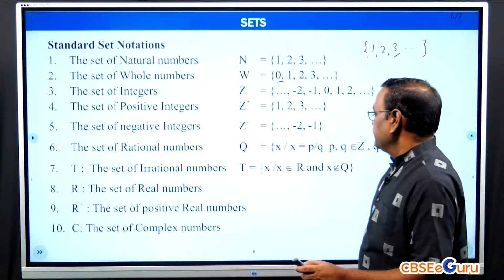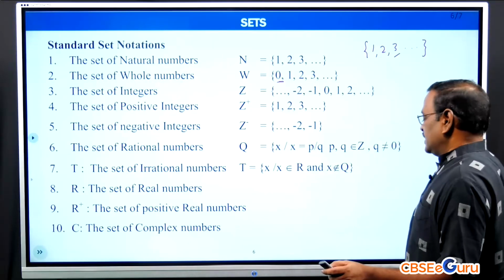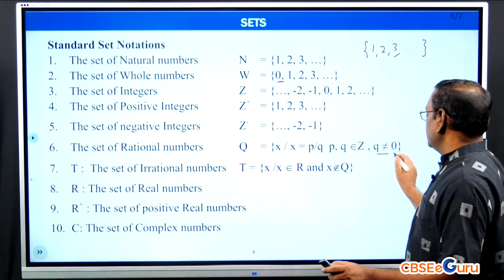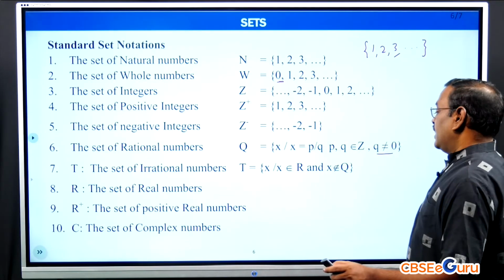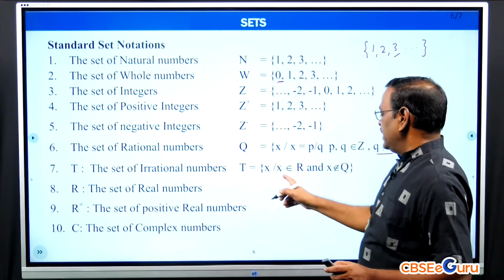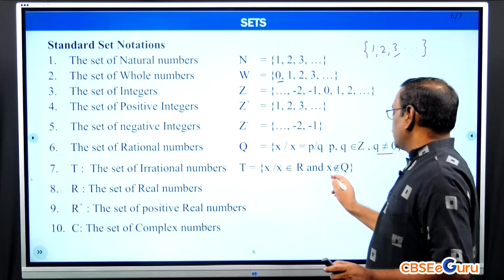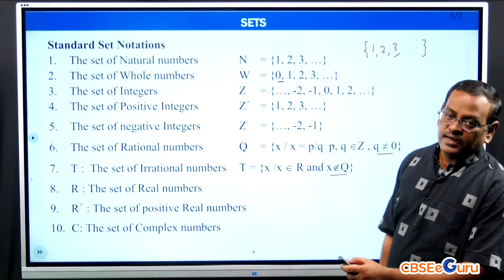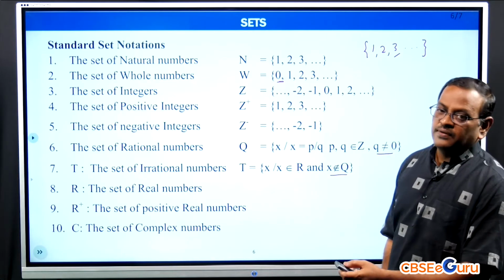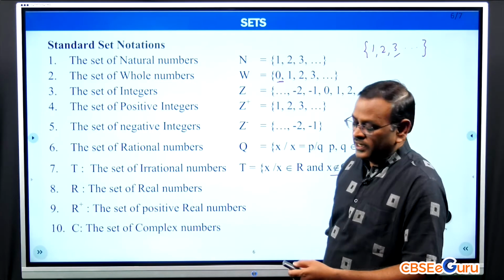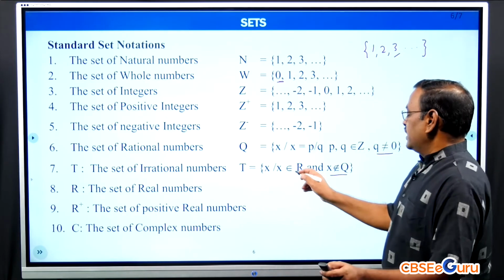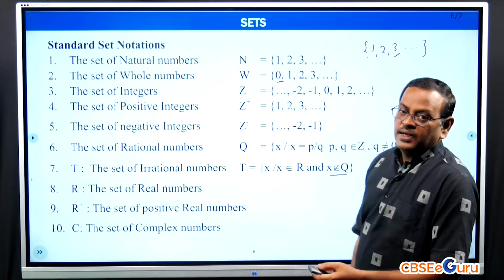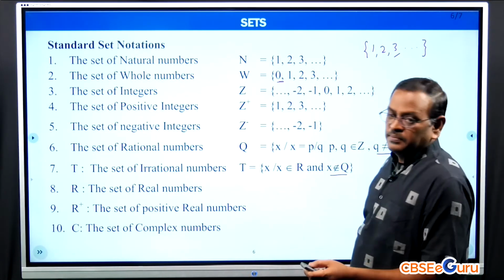on the left side. And rational numbers: set of all x such that x equals p by q, where p and q are integers and q not equal to 0, that is very important. And irrational numbers: set of all x such that x is a real number but it is not rational. The complement of rational numbers is irrational. The combination of rational and irrational is nothing but what? Real numbers. Okay. Irrational numbers are all real numbers other than the rational, which means non-terminating, non-recurring numbers in decimal form.